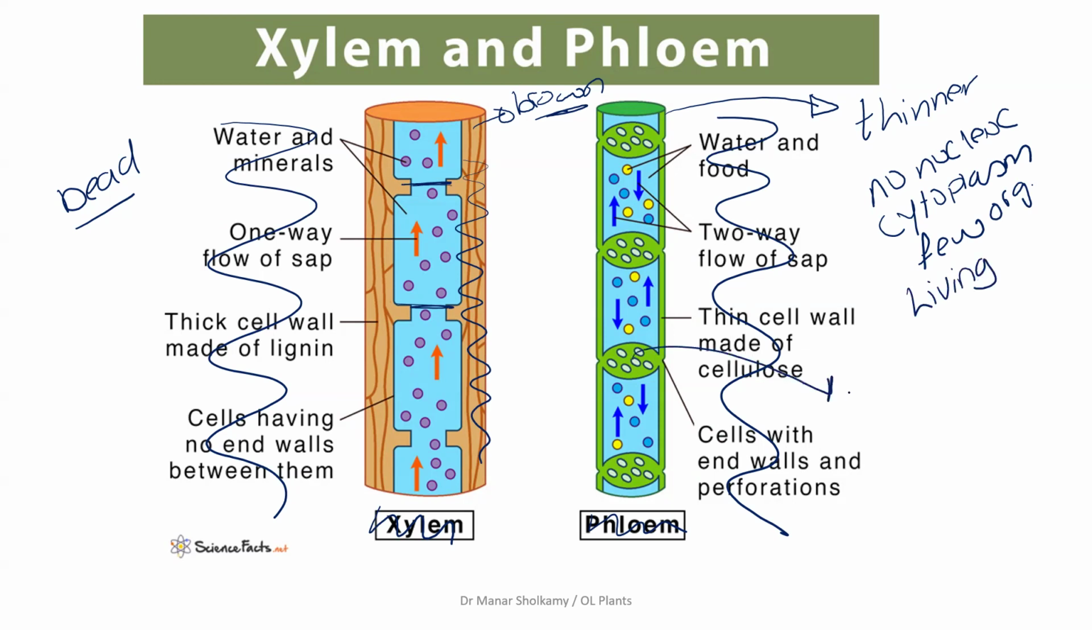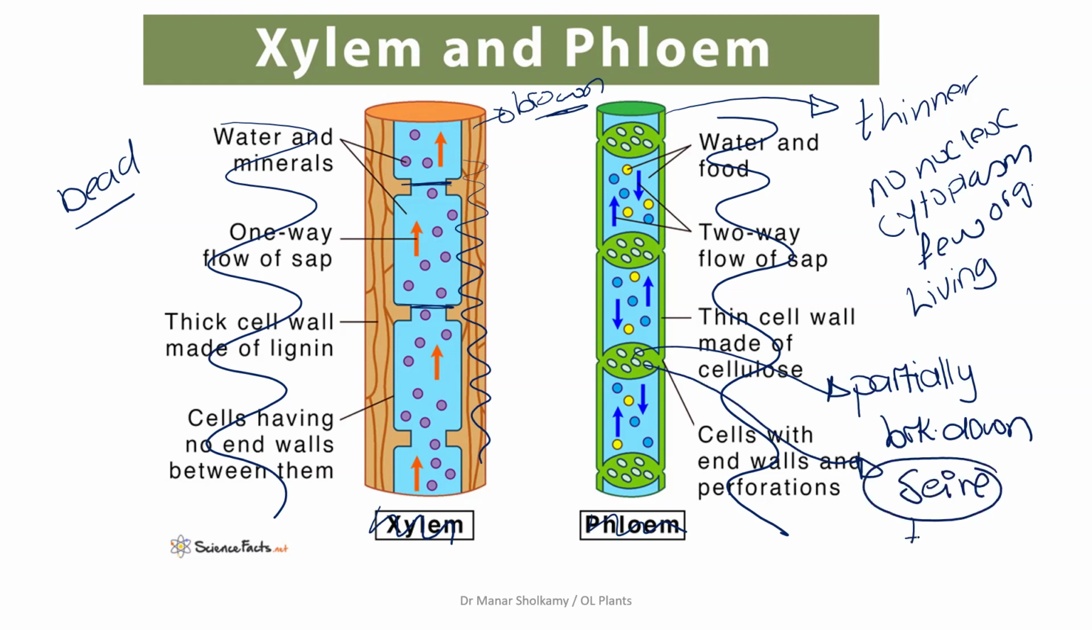And the end walls of the phloem, as you can see, are not completely broken down like in the xylem. They are partially broken down. They create something that looks like a sieve.